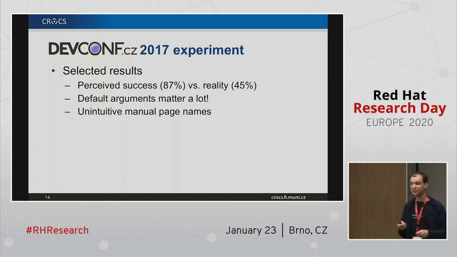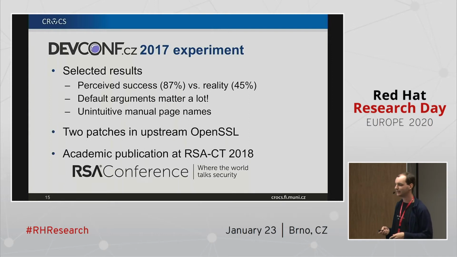There were some further troubles with the manual pages, and we basically proposed some changes and managed to get 2 small patches into the upstream OpenSSL. So the manual pages are a little bit better, and a couple of things the OpenSSL guys managed to improve in the meantime by themselves. We made an academic publication presented at RSA 2018 in the US.